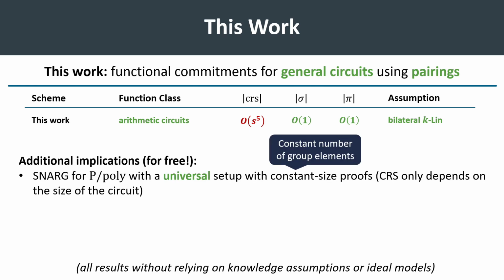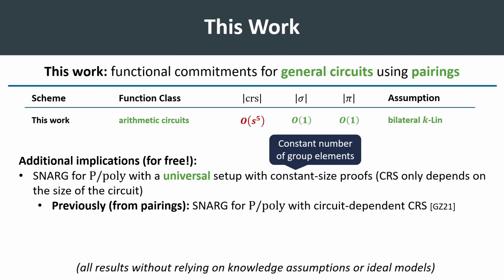And as an interesting implication of this result, once we have a succinct functional commitment with this level of succinctness, we immediately get things like a SNARK for arithmetic circuits that has a universal setup and constant size proofs. Previously from pairings, we only had a construction that had a circuit-dependent common reference string.